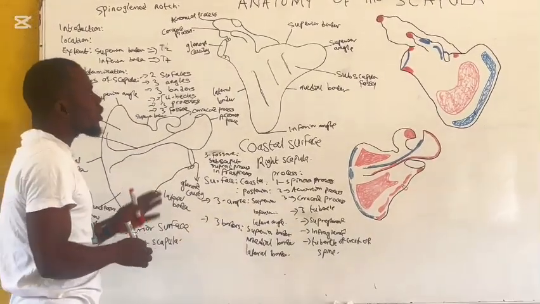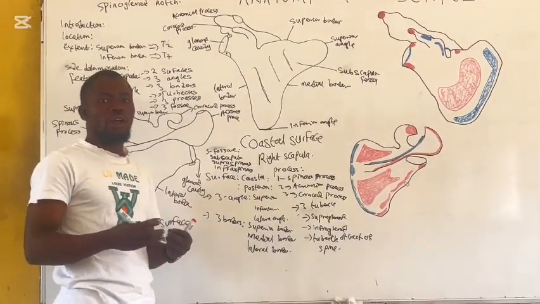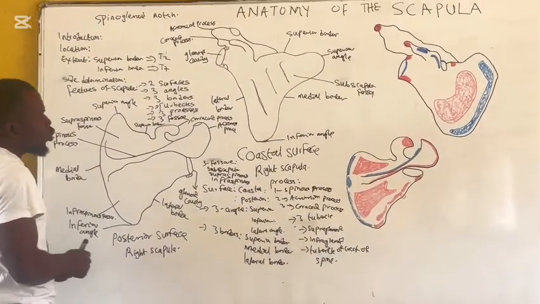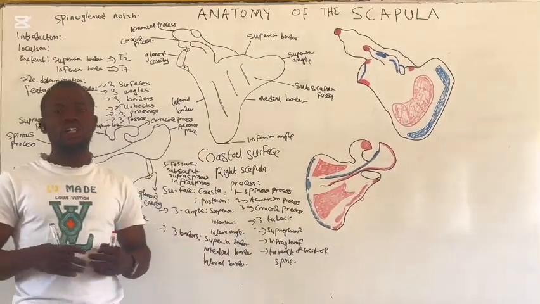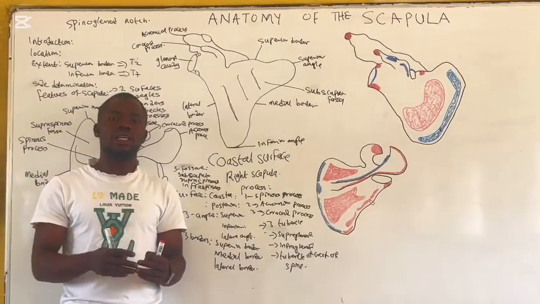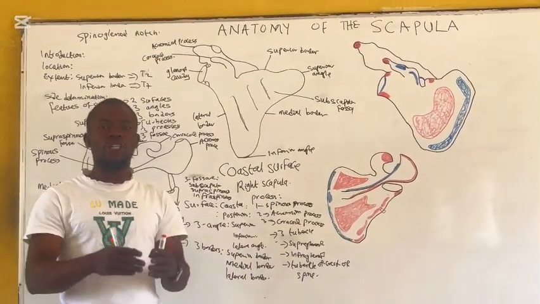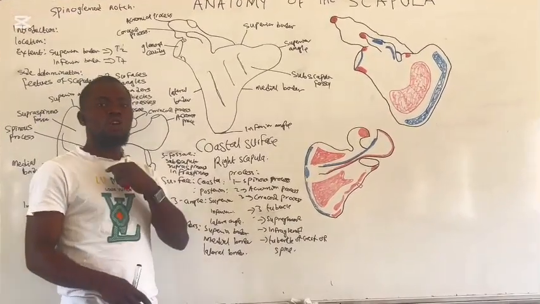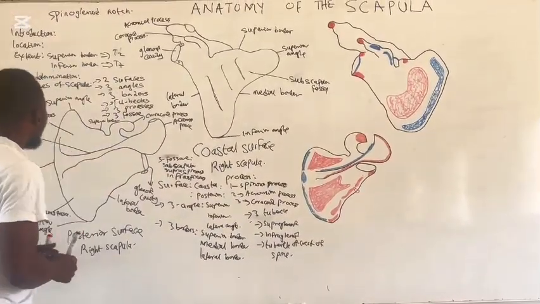The next thing we shall be looking at is the function of the scapula. What is the function of the scapula? The functions of the scapula include: one, give articulation to the muscles. And the second function of the scapula is that it helps in the transmission of the weight of the upper limb to the clavicle through the acromioclavicular joint.